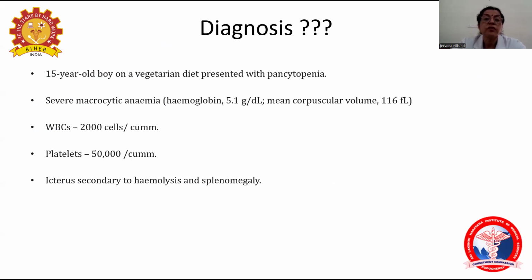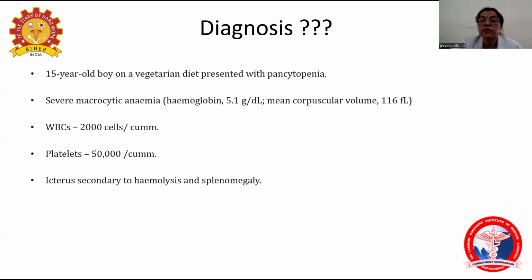He is supposed to be on a vegetarian diet, and he is given the investigations which indicate that the hemoglobin has reduced. It is 5 and the mean corpuscular volume is 116 femtoliters. The WBC count is 2000 cells per cubic millimeter. Platelets are 50,000 cells per cubic millimeter. And there is also icterus secondary to hemolysis and splenomegaly.